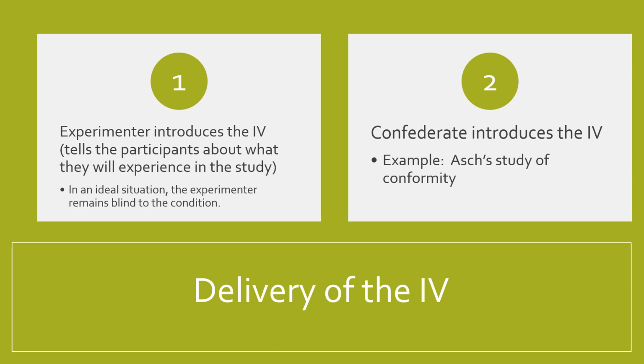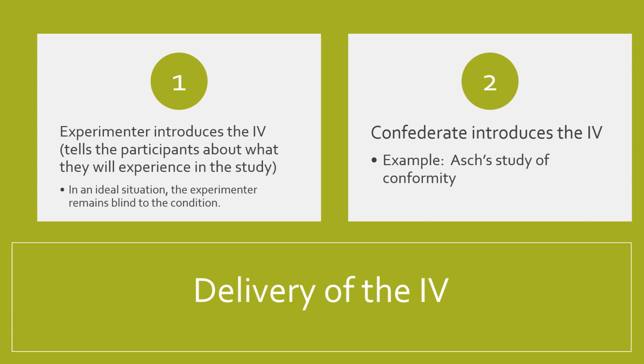So continuing with the delivery of the independent variable. Delivering the independent variable means that when we are presenting the study to the participant, we can do so in a couple of different ways. So we can introduce the independent variable in a couple of different ways. The first one is where the experimenter introduces the independent variable. So the experimenters themselves are the ones telling the participant about what they'll experience within the study.